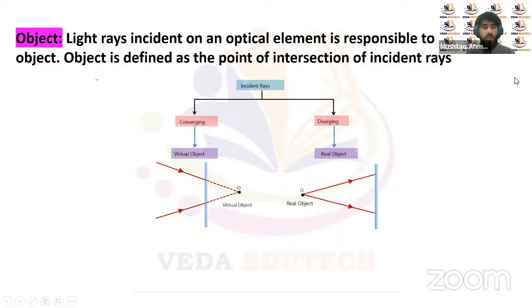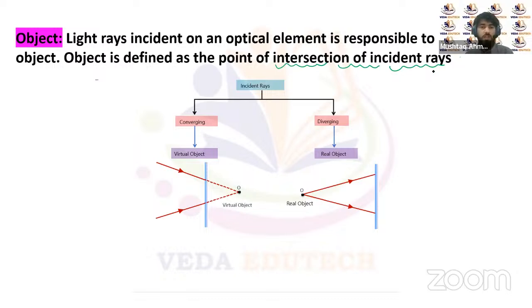The primary concept to understand ray optics is the understanding of the object, right? So an object is any source of light. Light rays incident on an optical element are responsible to define the object. So the object is defined as the point of intersection of incident rays. It's the source of light, or the point of intersection of incident rays of light. This is the important point here.